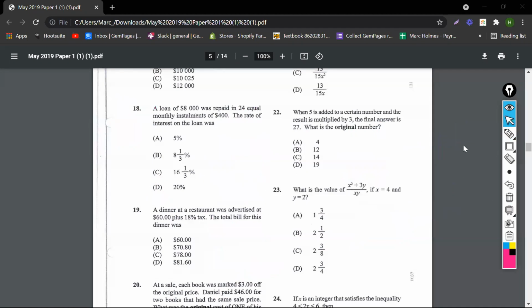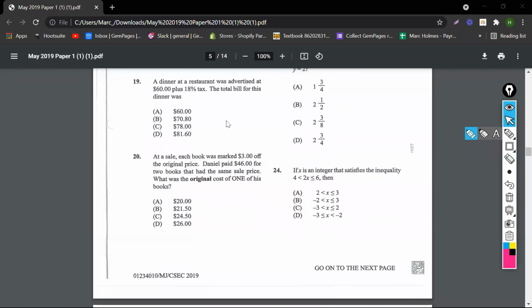So we're gonna move on to number 19 now. Number 19 says a dinner at a restaurant was advertised at $60 plus 18% tax. So this is well easy, guys. What's the total bill for the dinner? So 60 times 18%. This 0 would cancel that 0. 18 times 6. How much is 18 times 6?